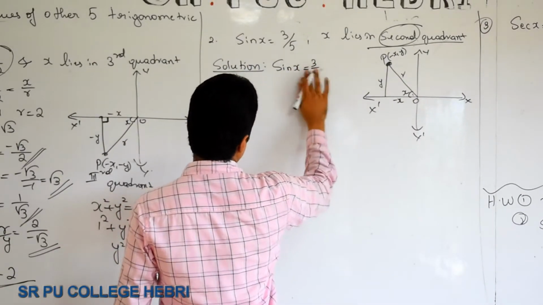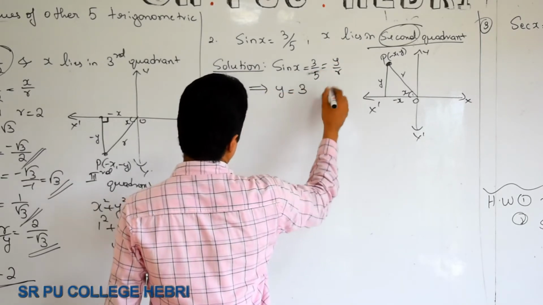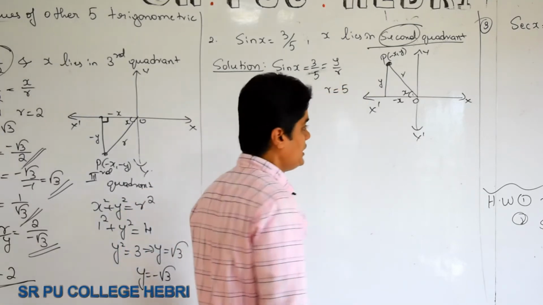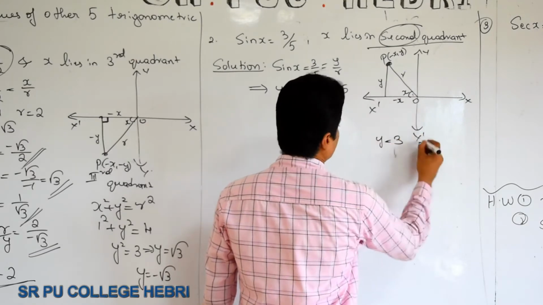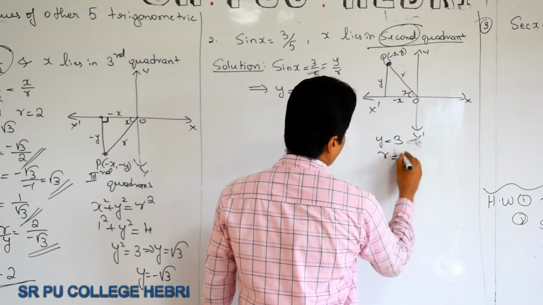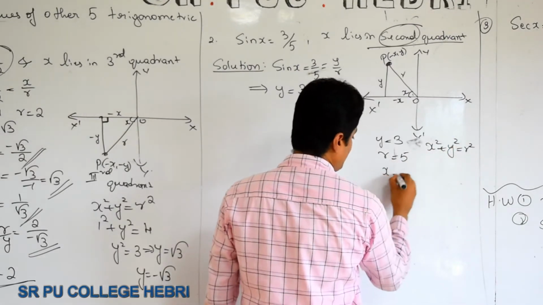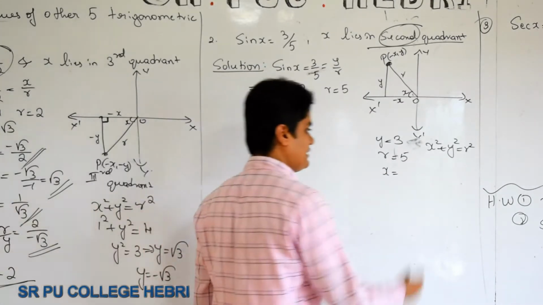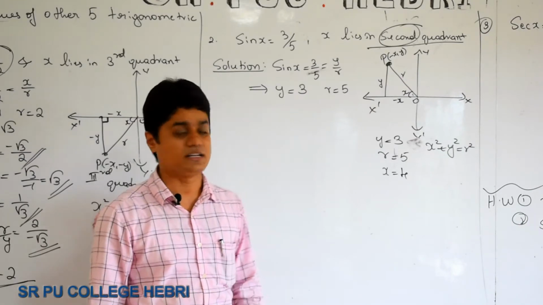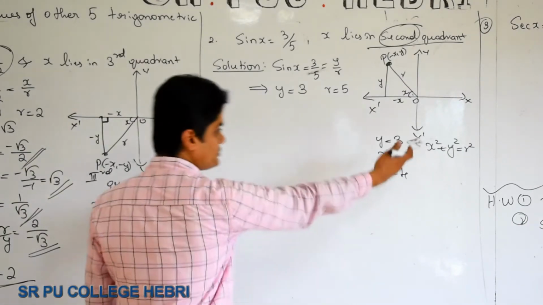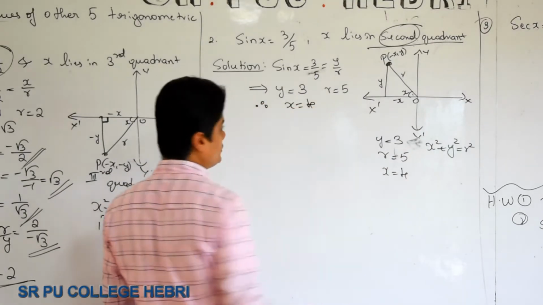So sin x definition is y by r. So this implies, since y is positive, take it as it is, r is equal to 5. So y is equal to 3, r is equal to 5, and using Pythagoras theorem, what is the value of x? Yeah, definitely the value of x is equal to 4. You don't need the Pythagoras theorem. You know 3, 4, 5 are Pythagorean triplets. You can use that concept also, or use this formula, you will get the same thing. Therefore x must be equal to 4.